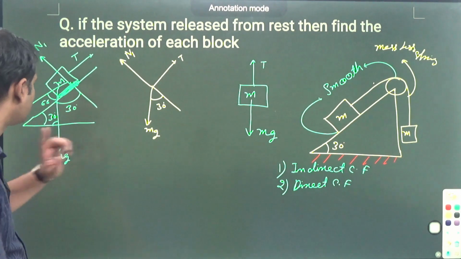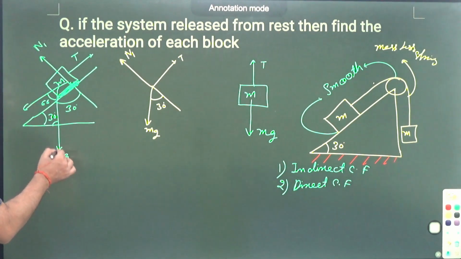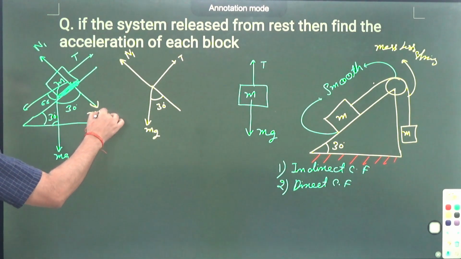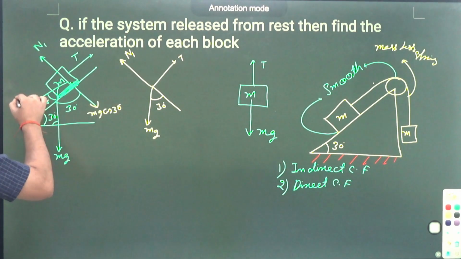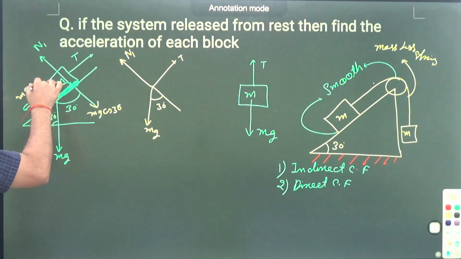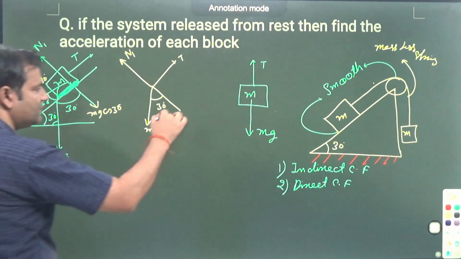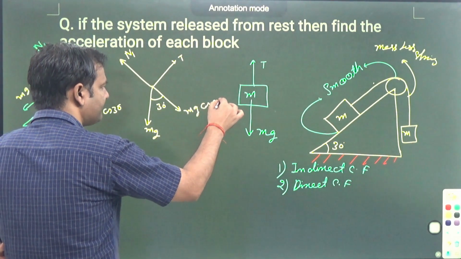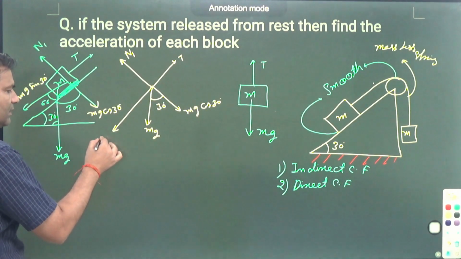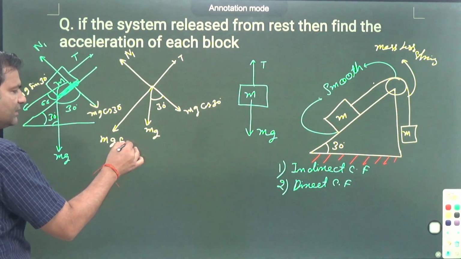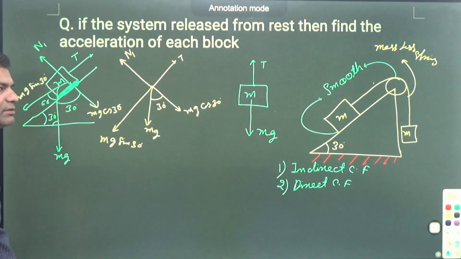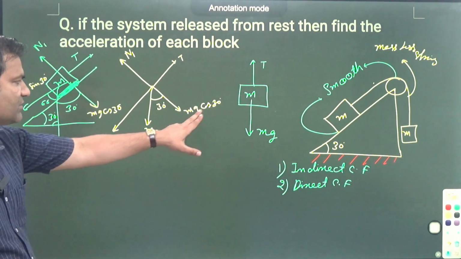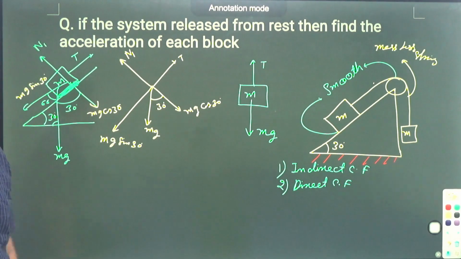First of all, make the components of mg: mg cos 30 degrees, and here mg sin 30 degrees. So you can make here mg cos 30 degrees, and after that mg sin 30 degrees. Clear? Two components of mg: mg cos 30 degrees and mg sin 30 degrees.